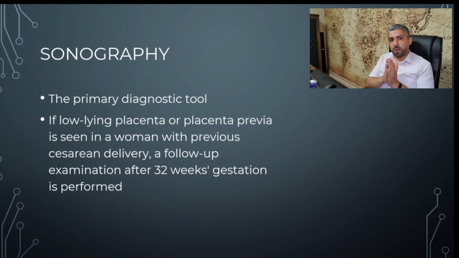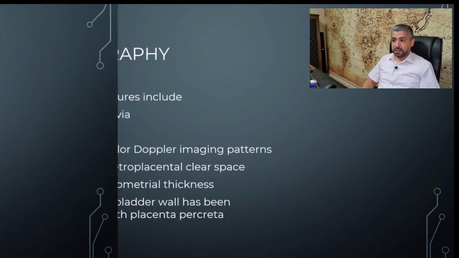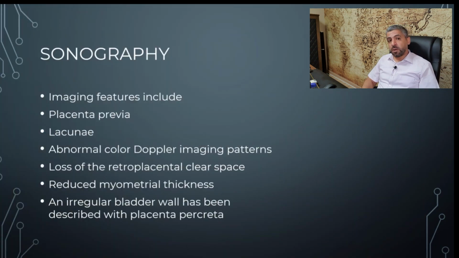So let's start with the most common, basic, and primary diagnostic tool, that is sonography. How should we suspect the presence of placenta accreta spectrum using sonography? If we see a low-lying placenta or placenta previa in a woman with a previous cesarean delivery, we must do a follow-up examination at 32 weeks of gestation. And at that 32 weeks of gestation, we look for specific signs. So what are the signs that we look for?